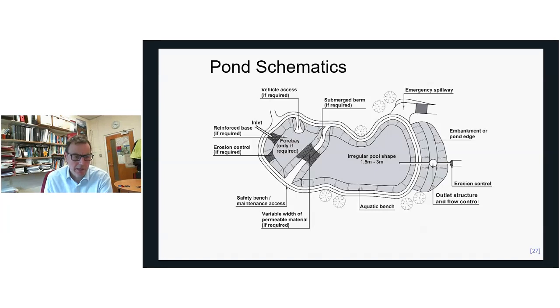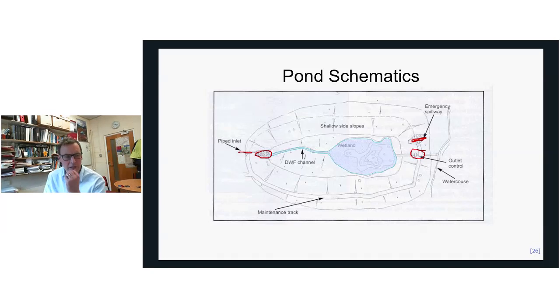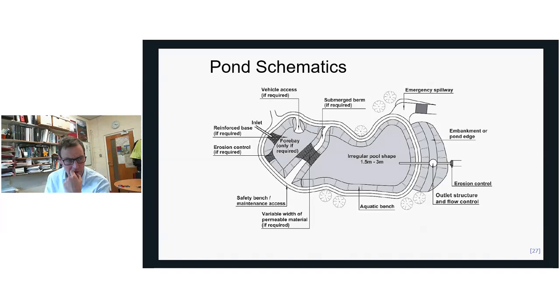So this diagram was the initial generic pond layout. A few years ago, when I think Sewers for Scotland and the SuDS manual were revised, this was a generic layout that was adopted, where you still have the same basic configuration I was talking about. You've got your inlet with the erosion control, the reinforcing. You've got your spillway if it's a bunded structure, and you've got your outlet.